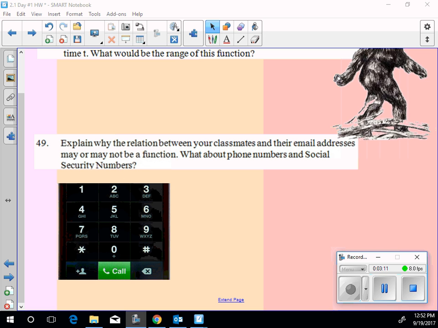For problem 49, email addresses. Anybody have 2 emails? Yep. Okay. No longer a function, right? It's not one-to-one.